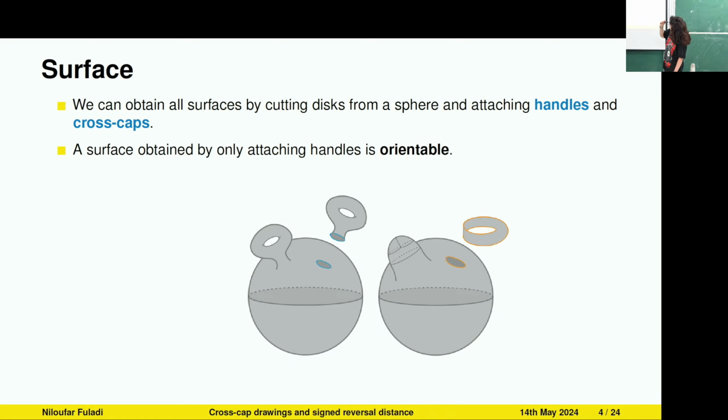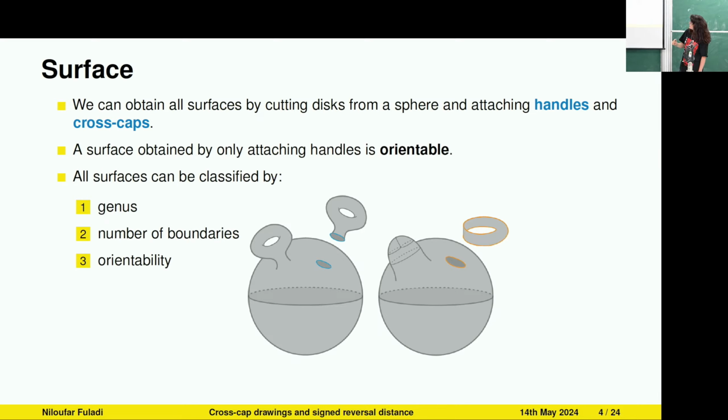In the orientable case, the number of handles is the genus. Here, the number of Mobius bands is the genus. So I'm going to use this kind of representation a lot. And there is a nice theorem that says that all surfaces can be classified by their genus, the number of boundaries, and their orientability. Okay?